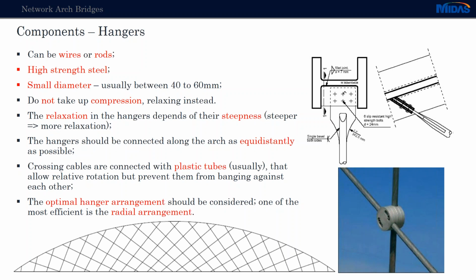The placement of the hangers along the arch should be as equidistant as possible in order to load the arch more evenly. And as these cross each other, after installation, some plastic tubes are placed to make sure that the cables don't bang against each other, and the plastic tubes also need to allow for some relative rotation between the cables. Also, when analyzing this type of structure, when we do the final state analysis, we need to find the optimal hanger arrangement.